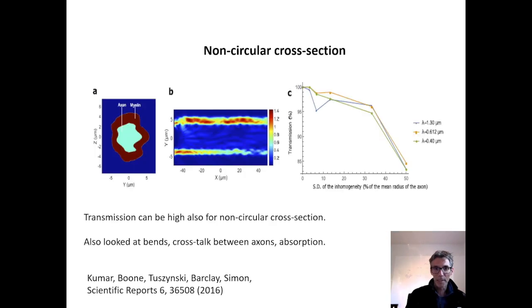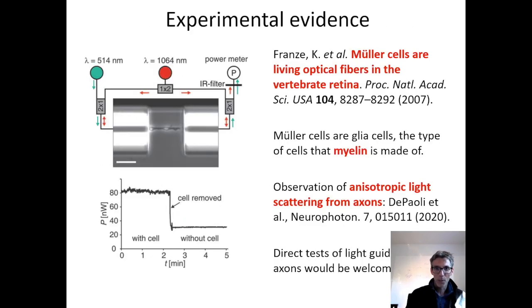Here I think my next slide has the non-circular cross-section. It might look like this. And in all of these cases we found that it can be okay. If it's within a reasonable range, then photons can still be transmitted theoretically with high probability. We also looked at other things like bends, crosstalk between axons, absorption, which is quite low in the brain actually. So this was all quite encouraging.